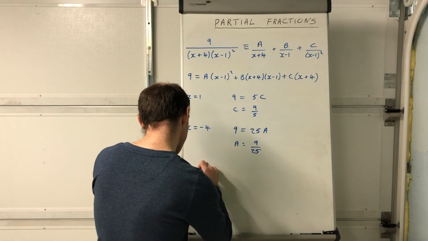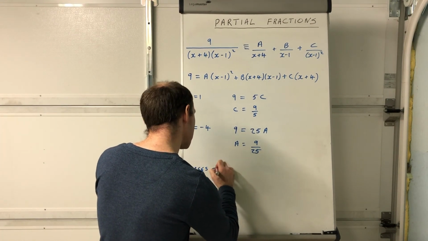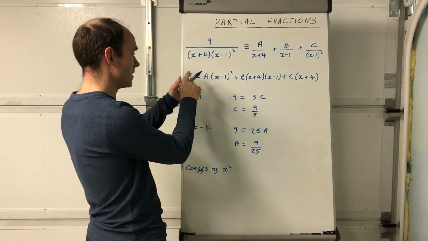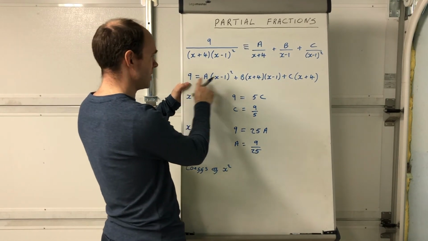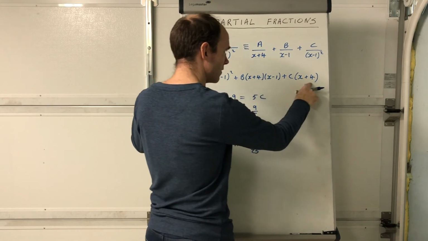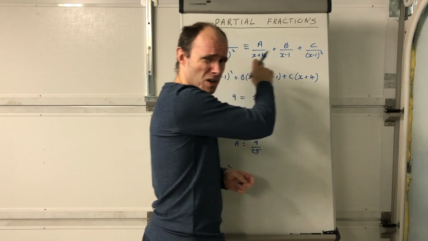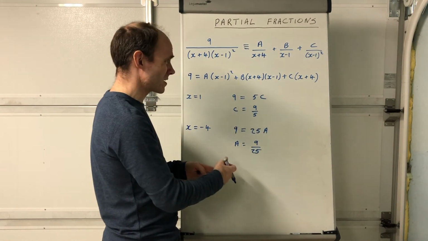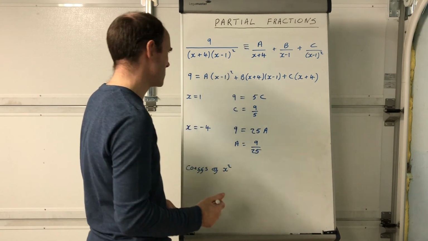You could, if you wanted to, substitute in x equals 0. That's absolutely fine. You get 9 on the left hand side, and you get 1a, and you get -4b, and you get 4c. But you end up with 3 terms, you see. The reason I like looking at the coefficient of x squared is that I'm only going to end up with 2 terms instead of 3.